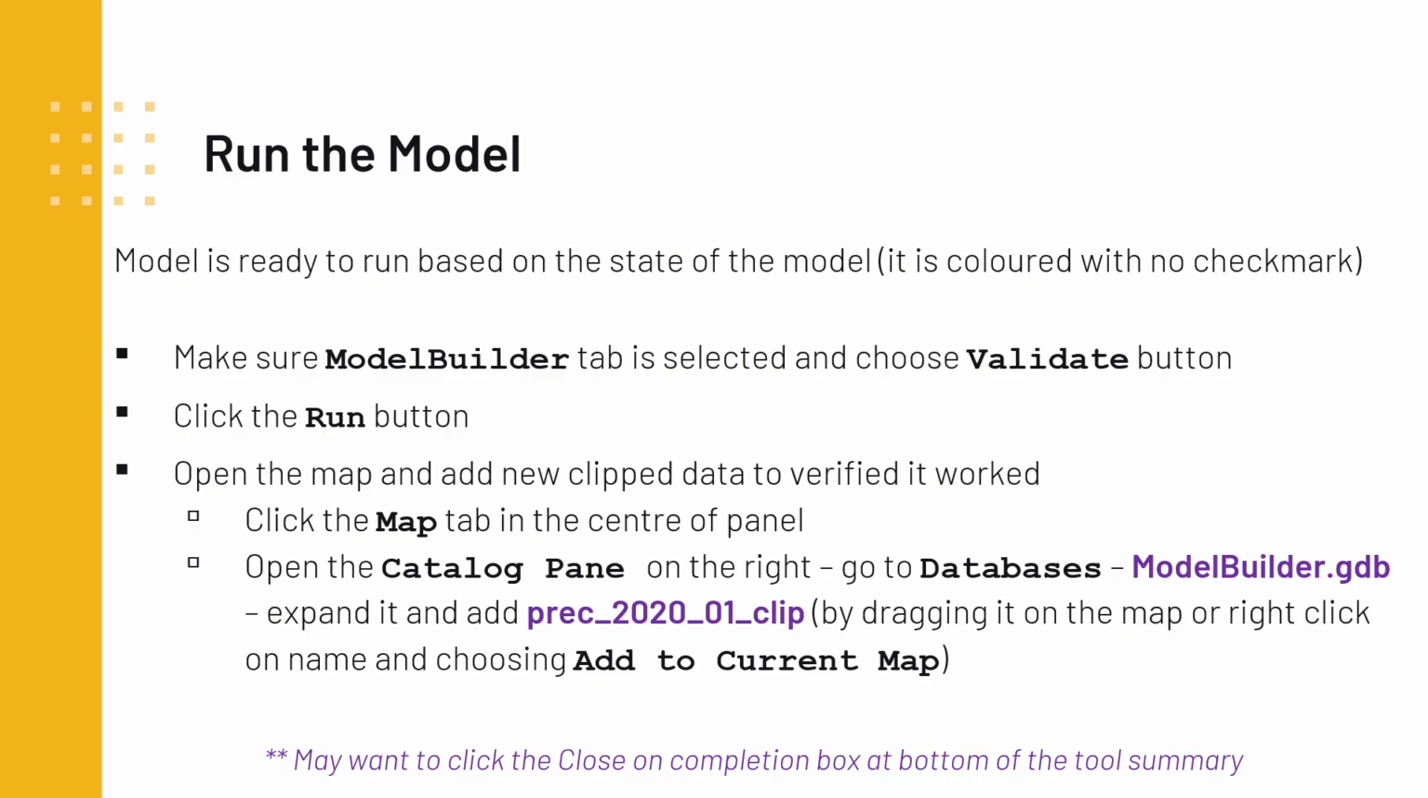You can add it either by dragging it into the map or right-clicking on the name and then choosing Add to the current map. You may also want to click on the Close on Completion box at the bottom of the tool, and that way you won't have to worry about it staying open all the time.